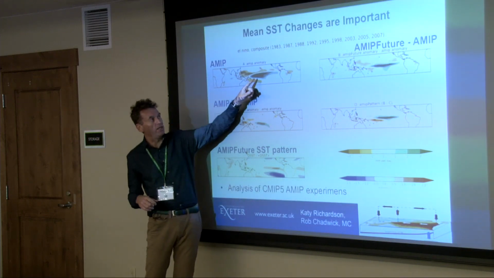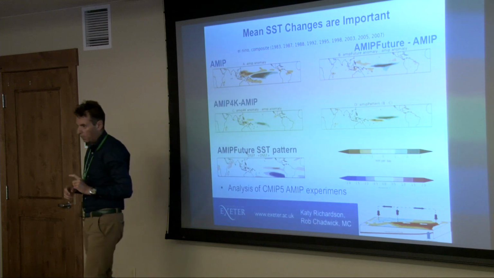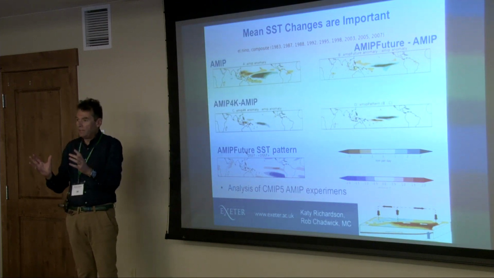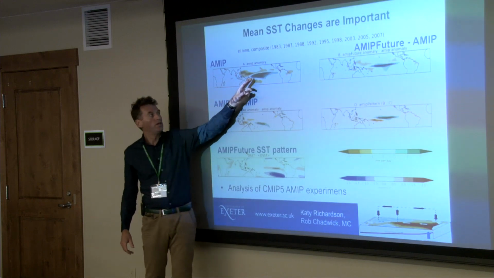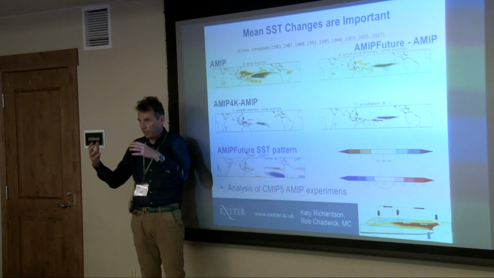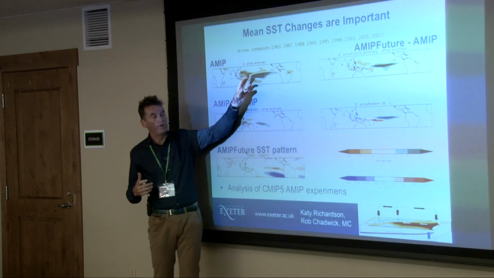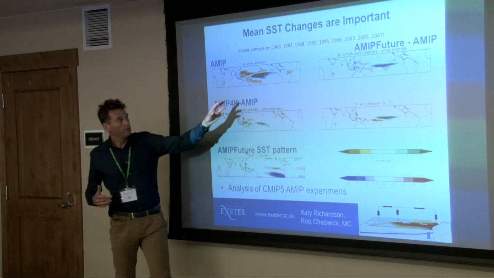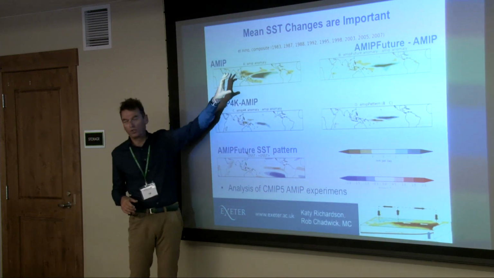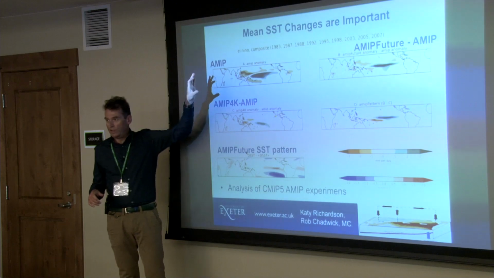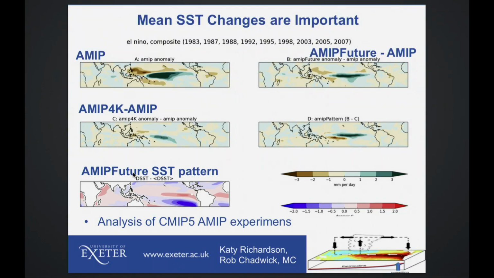So this is a composite El Nino event from the ensemble of AMIP simulations from CMIP5, and it's the rainfall response. So it's showing, as we would expect for an El Nino event, increase in rainfall in the central and into the East Pacific for these more extreme events. So that's the kind of classical picture of a rainfall response to ENSO.